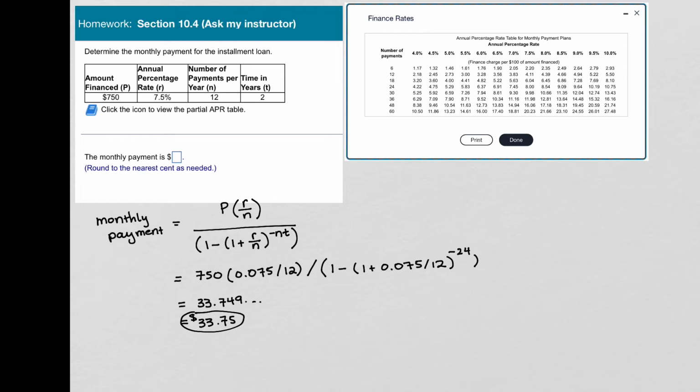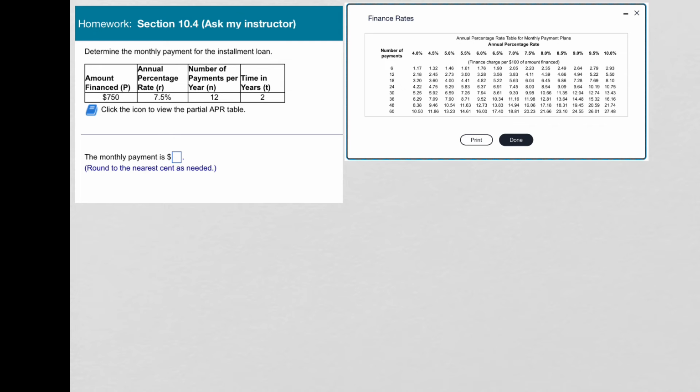Now I can also use the APR table. Notice that even though they provided the APR table, I didn't need to use it when I used that formula. So my alternative, I'm going to clear all of this, make some space, is to first calculate what the finance charge would be.